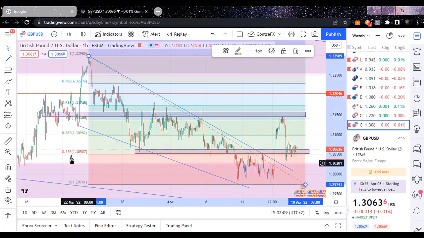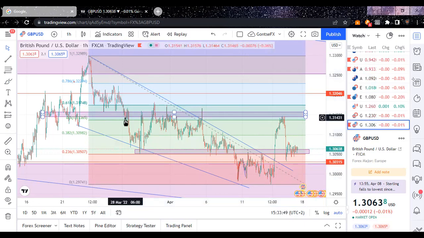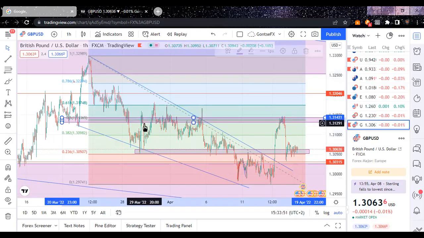Then you have 23.6%, which is over here, which is also a resistance or a support. Then we have 38.2%, but on the TradingView app or website, it's written as 0.382, while on your MetaTrader app, you have it as 38.2%. Then this will be your 50%. In simple terms, this 50% is regarded as your golden area on the Fibonacci.